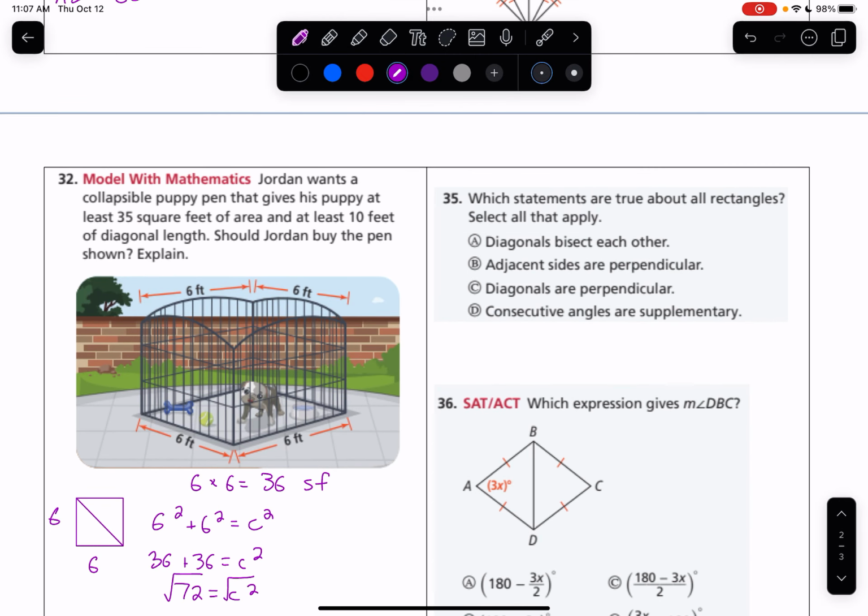Number 35, which statements are true about all rectangles? The diagonals of all rectangles bisect each other because all rectangles are parallelograms. The adjacent sides are perpendicular because rectangles have 90-degree angles. The diagonals are not perpendicular. They're perpendicular in a square and a rhombus, but not necessarily a rectangle. And the consecutive angles are supplementary. Since they are all 90, they all add up to 180.